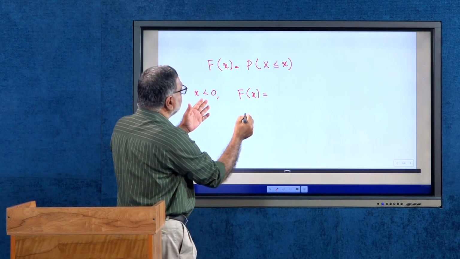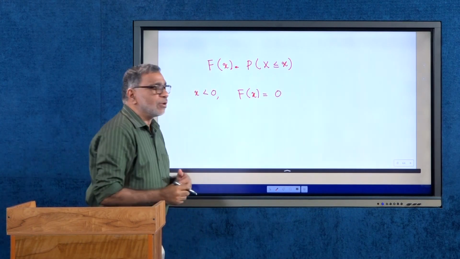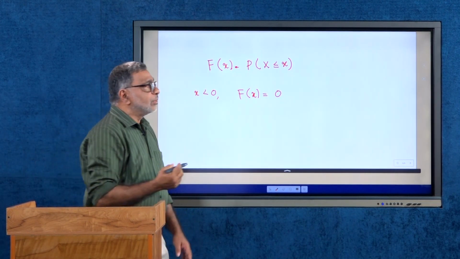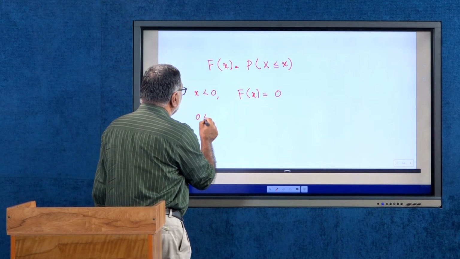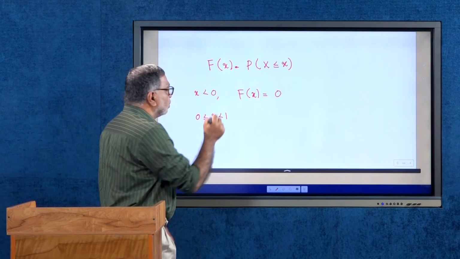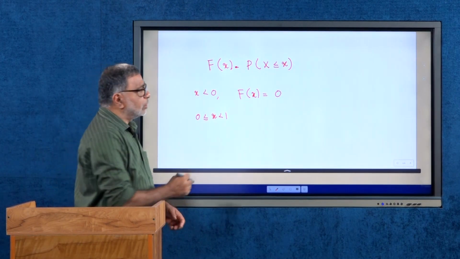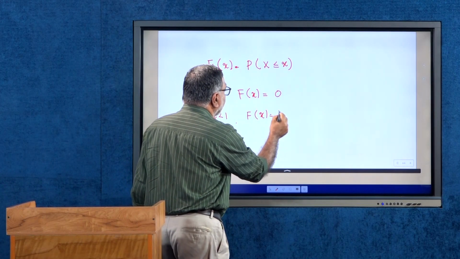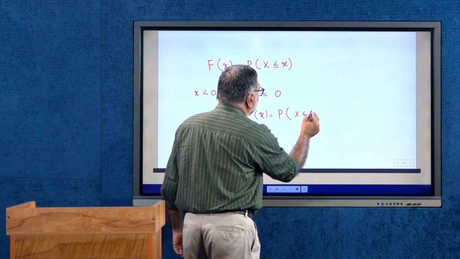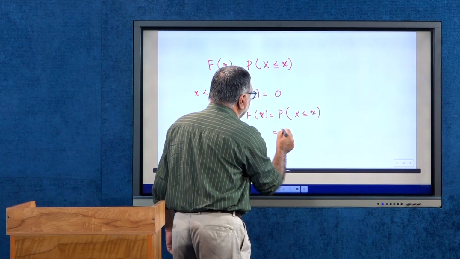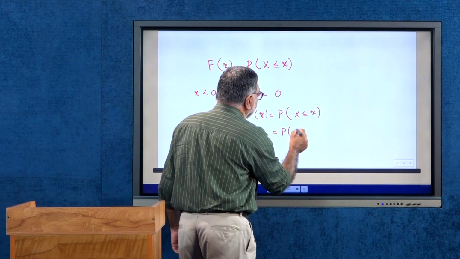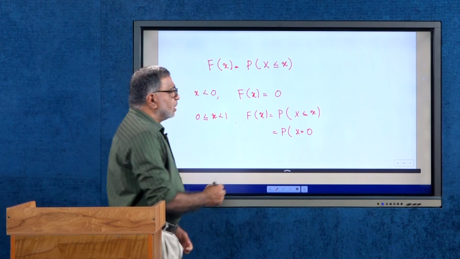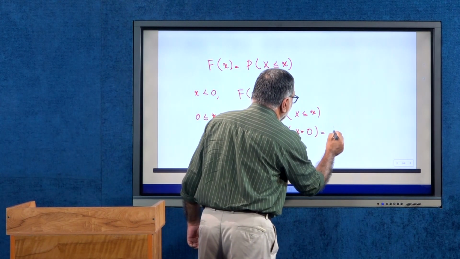X less than 0 means there is no such event, the null set, so f of x is equal to 0. When x is in between 0 and 1, what is the meaning of f of x? F of x is the probability of X less than or equal to x. That means it may be the probability of X equal to 0. That is the only possible case, and earlier we calculated this value as 1 by 4.